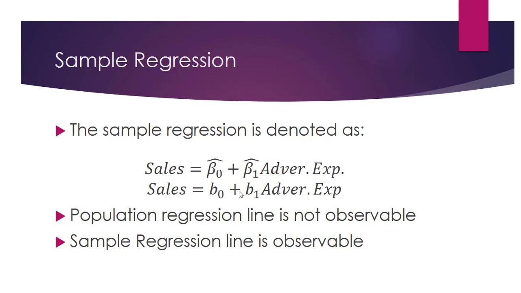However, the population regression line is a true relationship between your dependent and independent variable, and the sample regression line is observable as we calculate it using our sample of observations. It is used as our estimate of the population regression line.